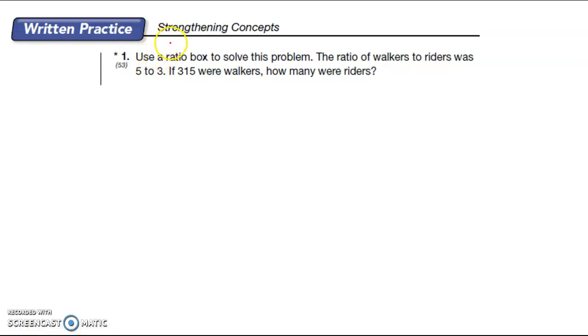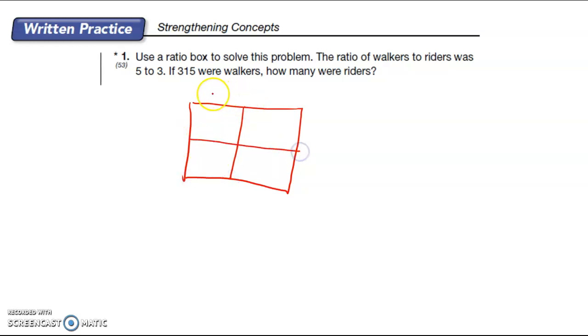This is about a ratio box. It says, use a ratio box to solve this problem. So, we'll have our box. This is, of course, the Dora the Explorer method: ratio box, proportion, cross multiply. We have our ratio, actual. The ratio of walkers to riders is 5 to 3. If there were 315 walkers, how many were riders?